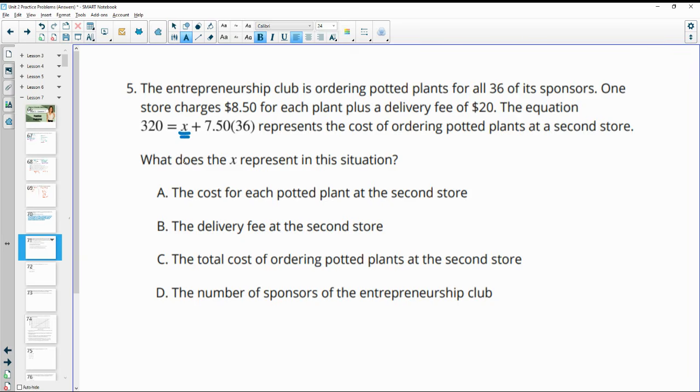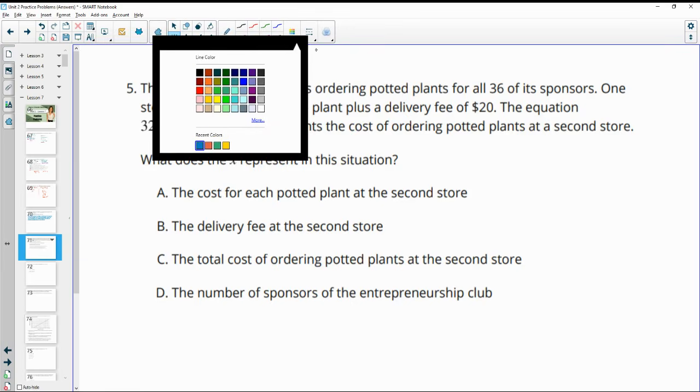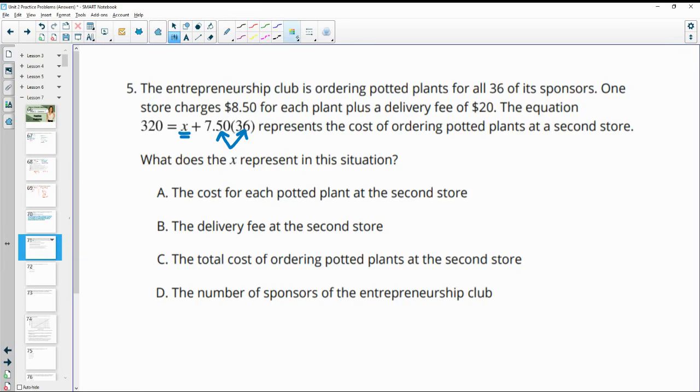So if we're buying shirts and there's a delivery fee and there's a shirt fee, your shirt fee is going to change per the number of shirts that you buy. So this part of the equation would look like it's going to be the cost of the t-shirt, $7.50, and that we're ordering 36 t-shirts. So this x portion is going to be that delivery fee.